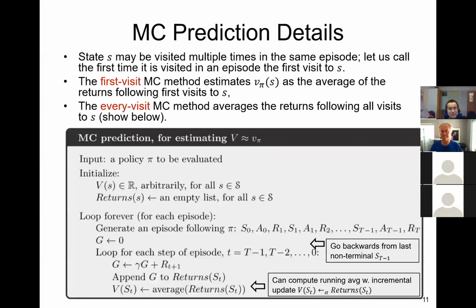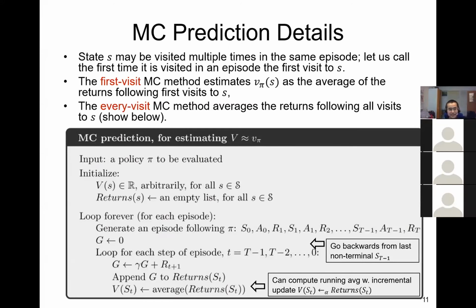So here's MC prediction. There are two variants. One is first visit, where state S may be visited multiple times in the same episode. So if it's first visit MC, then you estimate V pi S as the average of the returns following first visits to S. If it's every visit MC, then you average the returns following all visits to S. So the figure shows the every visit MC.